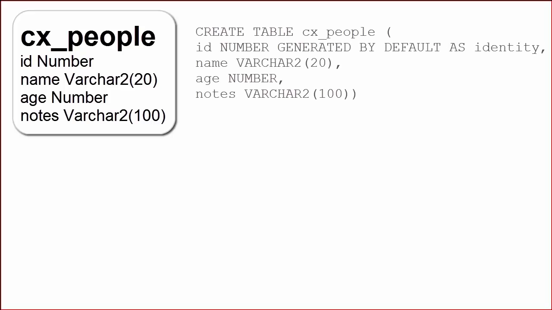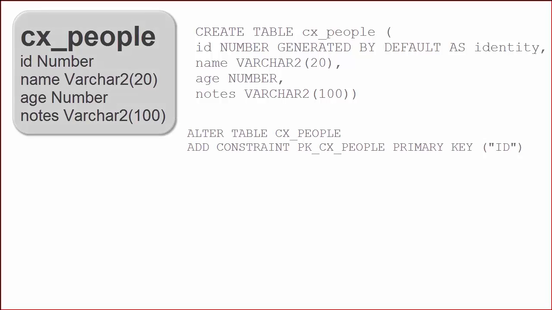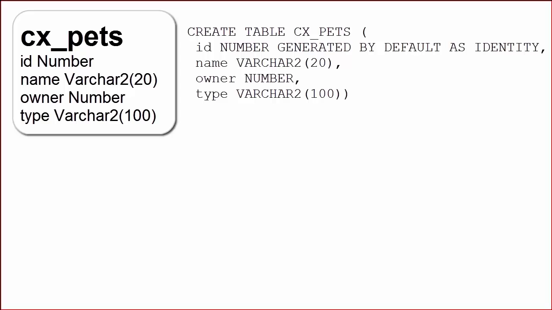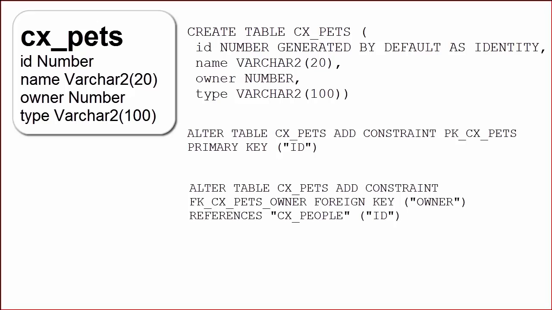Our people table has 4 columns. We'll be tracking name, age, and notes, and we'll use a generated identity column called ID as our primary key. Let's add the primary key constraint to the table like so. Now let's make a pets table, tracking name, owner, and type of pet. With this table, we're also using a generated identity column called ID as our primary key. We'll add the primary key, and now let's add a foreign key linking pet owner to people ID.